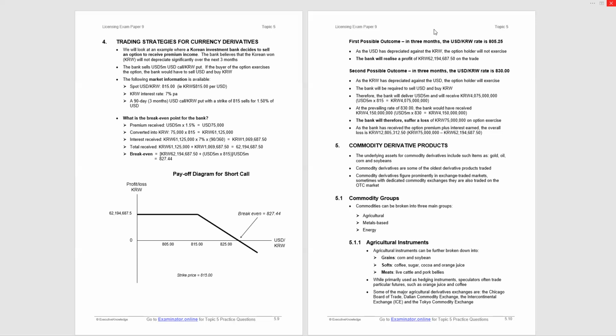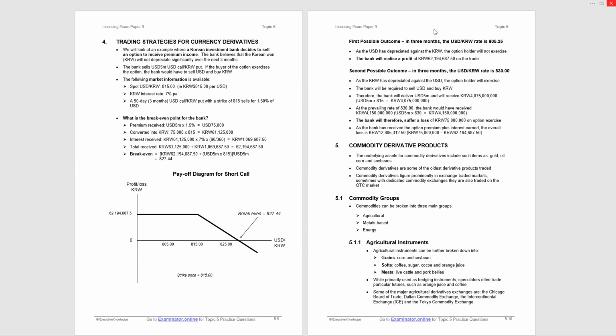The bank believes the Korean won will not depreciate significantly, and if it does, they're going to be in trouble. Or, well, not trouble, they'll just lose money. And it's a 3-month period. So the bank sells $5 million worth of US dollar call won put. So whoever buys it has the right to sell won for US dollar at a strike price. If the buyer of the option exercised the option, the bank would have to sell the other way around, sell dollars and buy won.